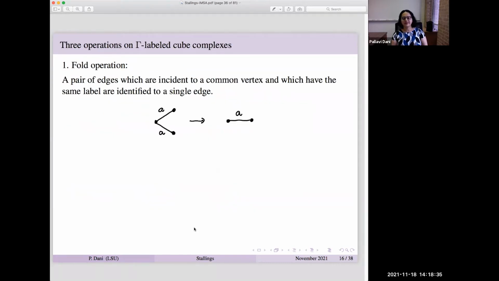Now, what happens with the folds? In the free group setting, we had foldings of graphs. We have that here too, because underlying our cube complexes, our one-skeletons are graphs.